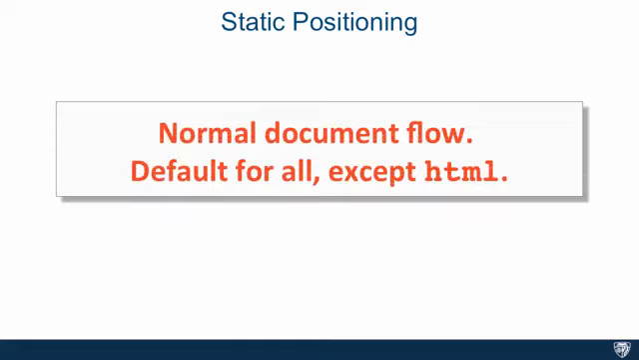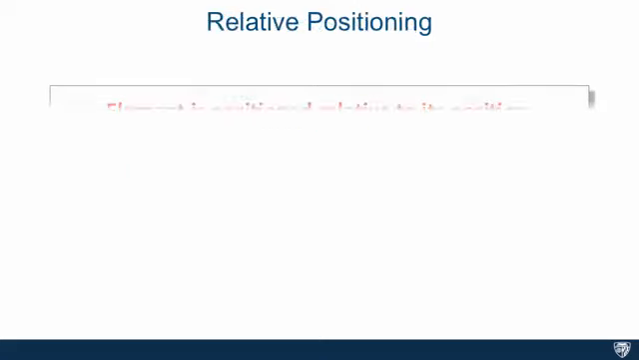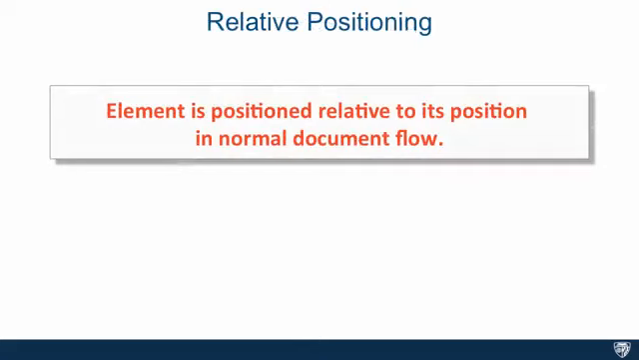First, let's talk about static positioning. Static positioning is basically a different way of saying normal document flow. It is actually a default setting for all elements except HTML. And if you try to apply positioning offsets on elements whose position property is set to static, the offsets are just ignored.